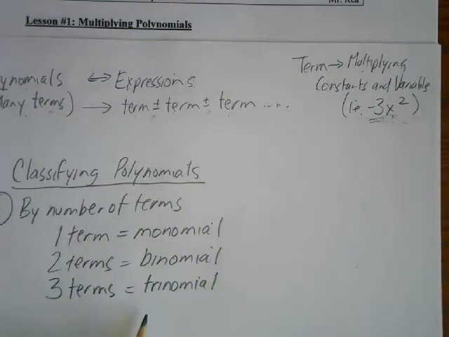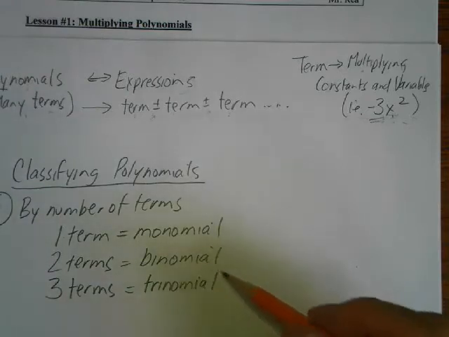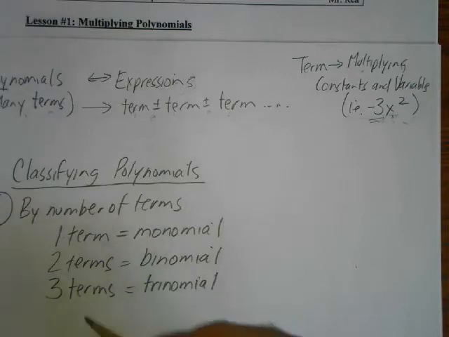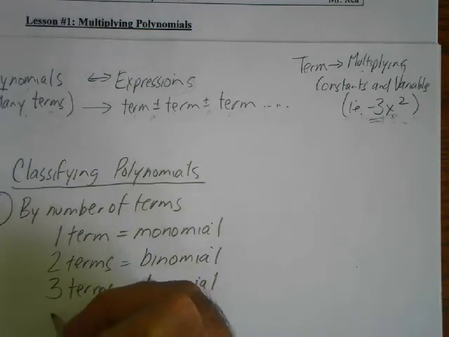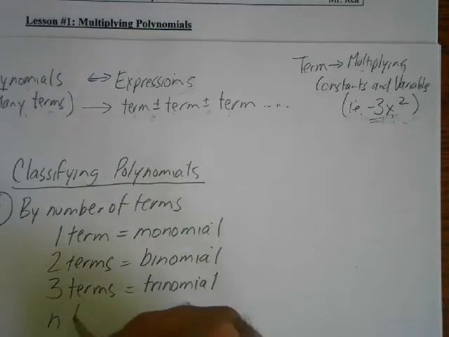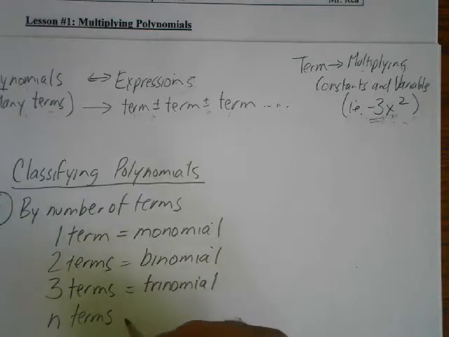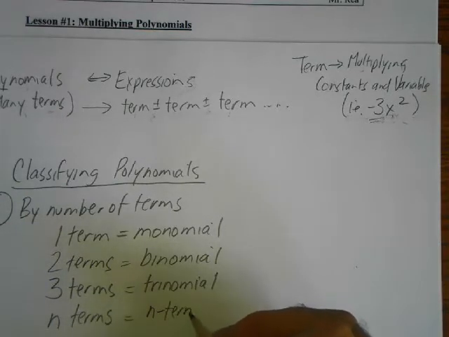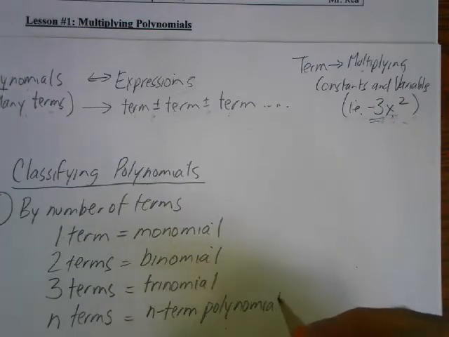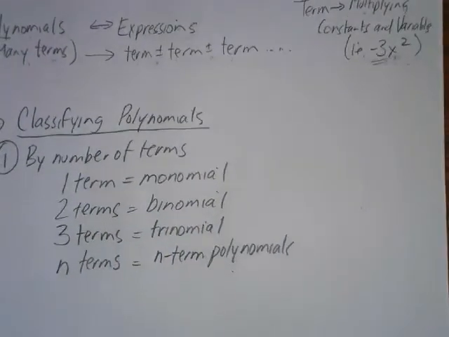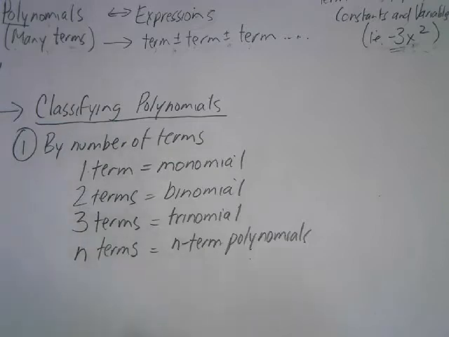Okay, now there are other names for 4 and 5 and 6, whatever. We're not going to learn those specific names. So if you had n terms, where n is more than 3, we just call that an n-term polynomial. So you don't have to memorize, or even learn, the other names. For example, if I had a polynomial that had 7 terms, I just call that a 7-term polynomial. Now you could call something that's 3 terms a 3-term polynomial, but instead I want you to call it a trinomial, and the other ones as well.